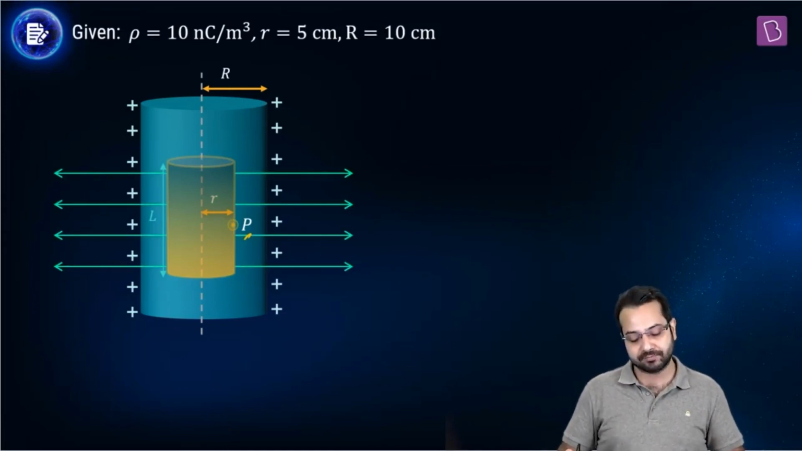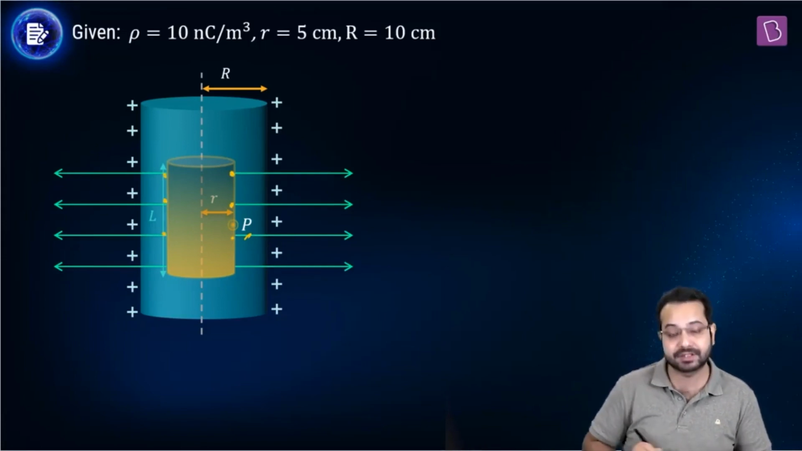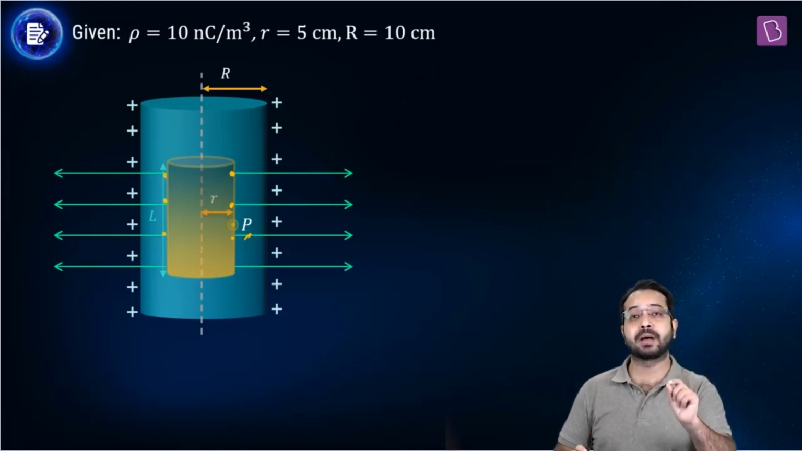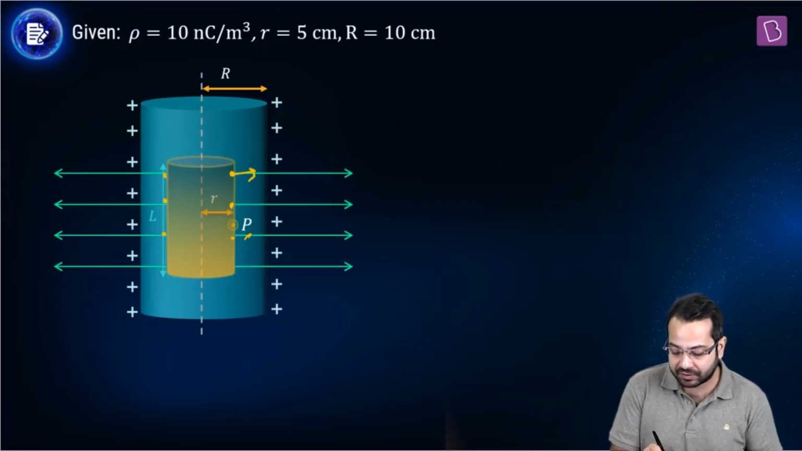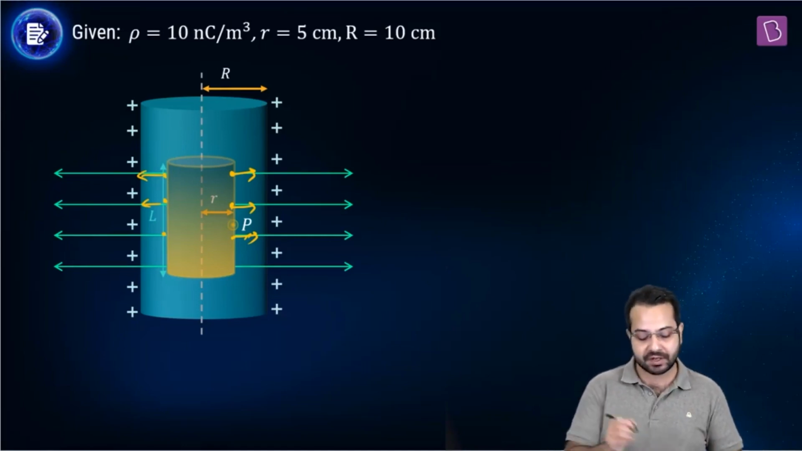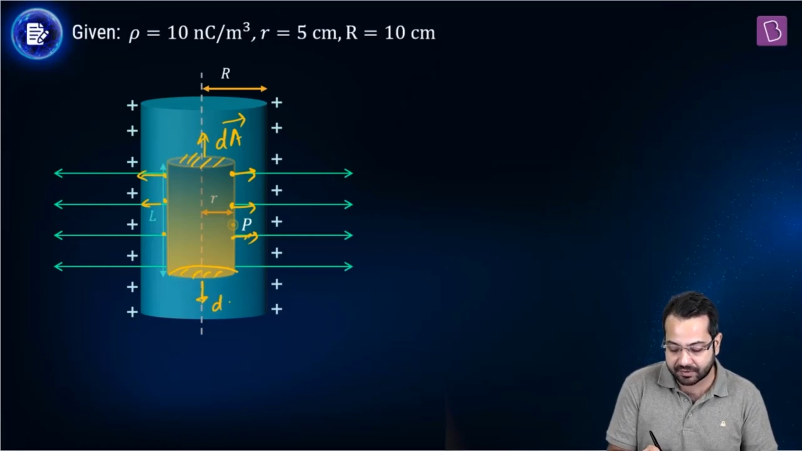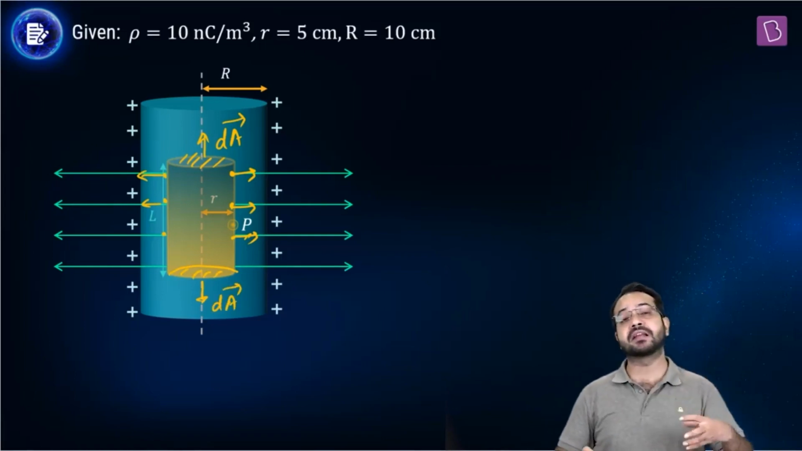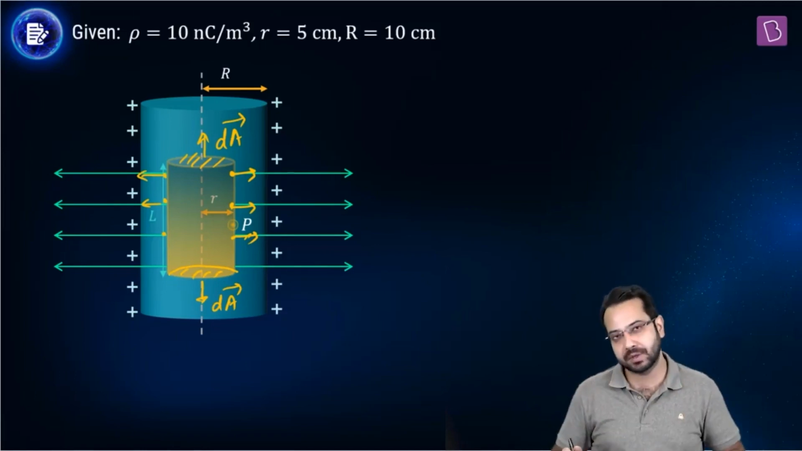If this is the situation, we know that the electric field is going to be radial in nature. Every point on the surface of the cylinder is symmetrical to the charge distribution. Hence the magnitude of electric field is going to be the same at all points. Also, the area vector is going to be perpendicular to the surface and hence parallel to the electric field, so it is making 0 degree. Another important thing is that this surface has an area vector in this direction, and this surface has an area vector in this direction. So it is making 90 degree with the electric field. Hence the flux through the top and the bottom surface is going to be 0.